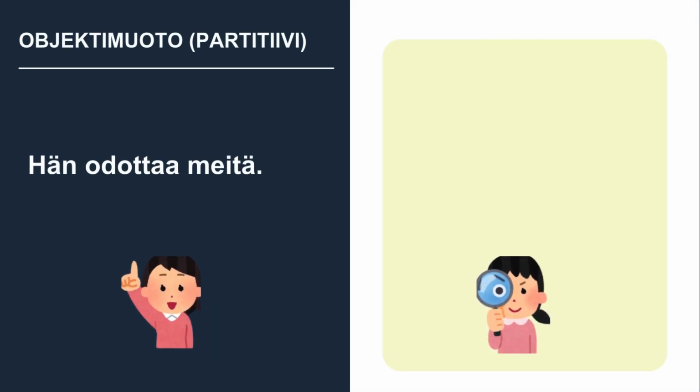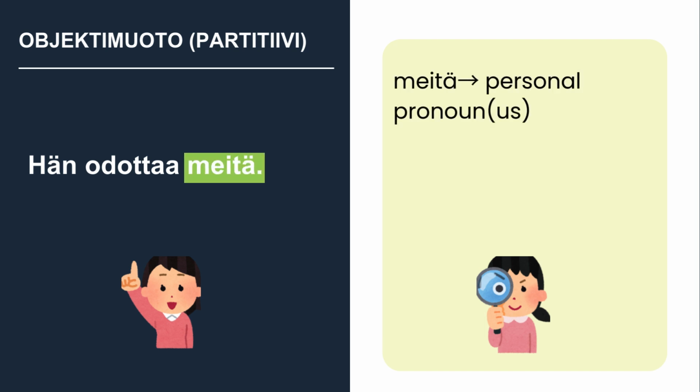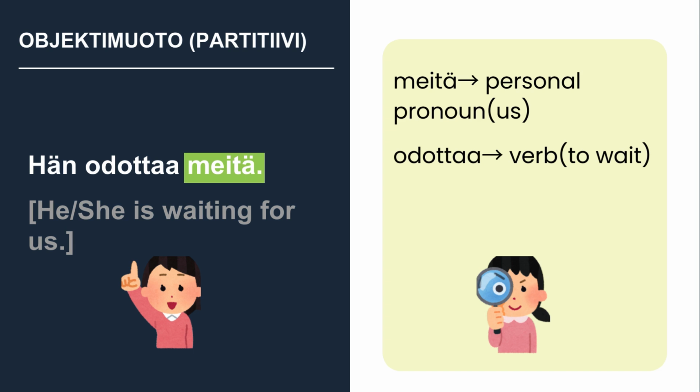Okay, let's take one more example. Hän odottaa meitä. Here, meitä is a personal pronoun which means us. Hän, he or she, odottaa is waiting. Meitä for us. Hän odottaa meitä. He or she is waiting for us.